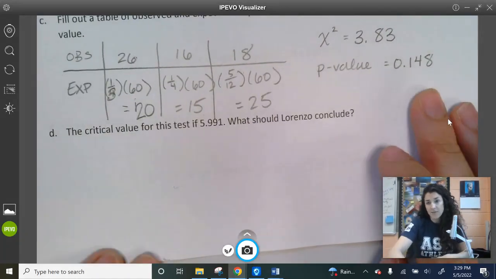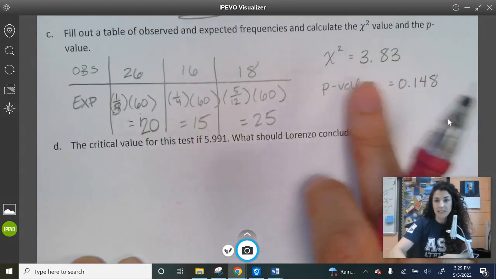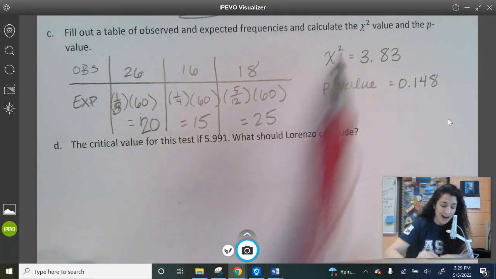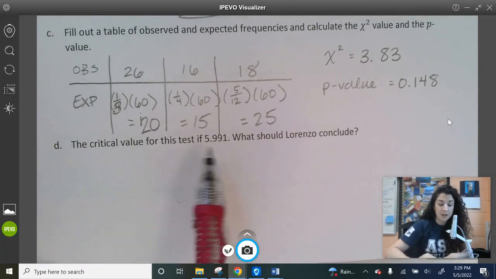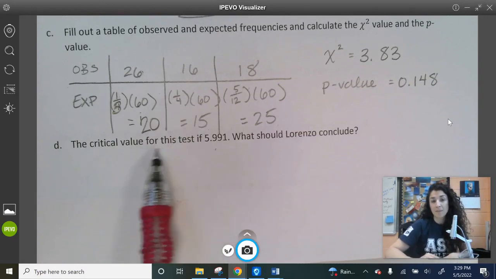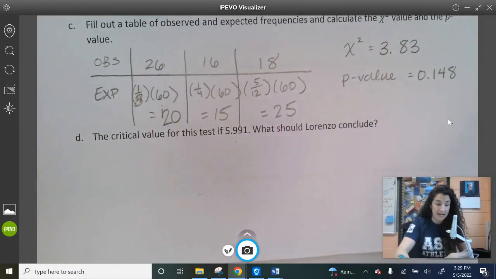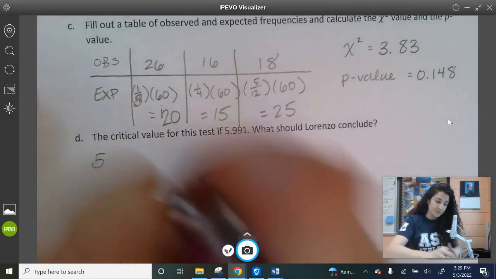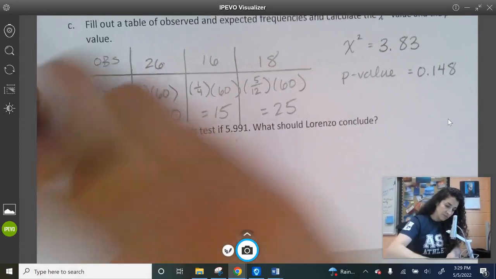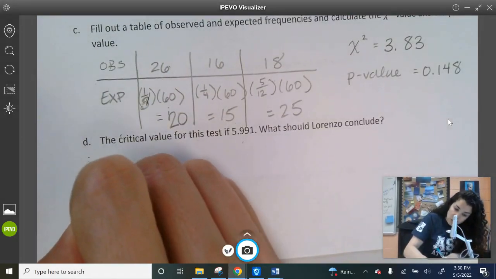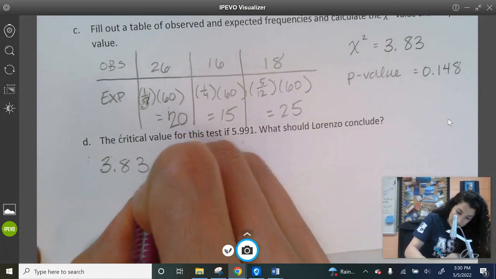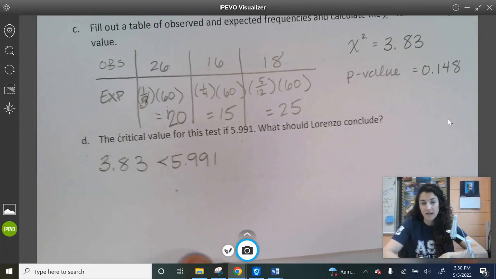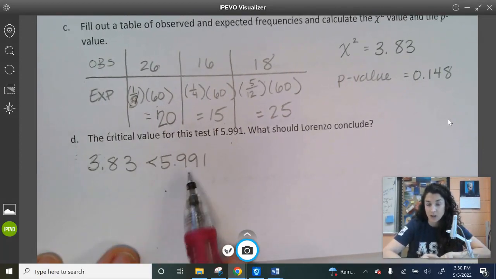So we say, okay, probability and chi-squared value. We either compare the p-value to the significance level or the chi-squared value to the critical value. We've been given the critical value, and it says, what should we conclude? So we're going to compare the critical value with our chi-squared value. 3.83 in comparison to 5.991. Our chi-squared value is less than our critical value.